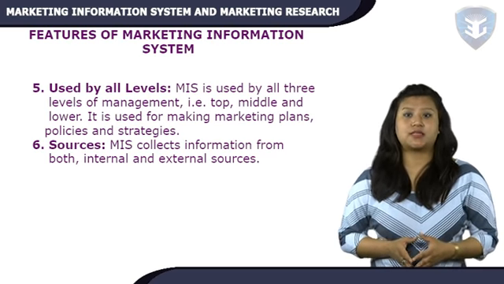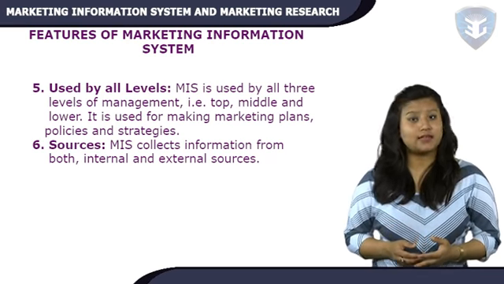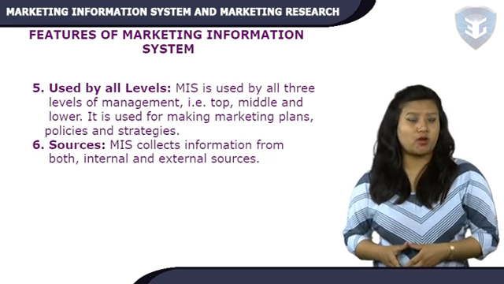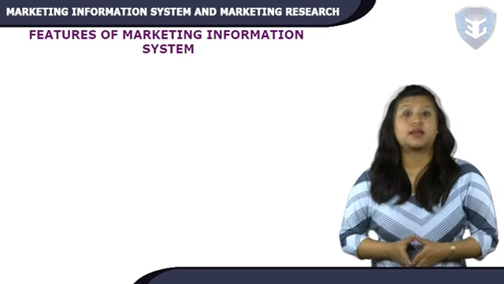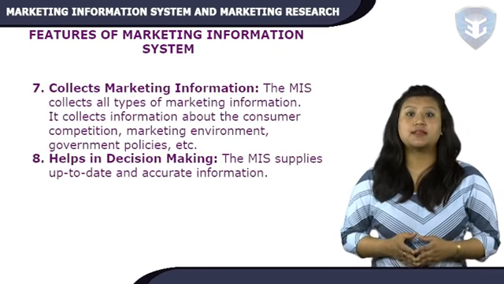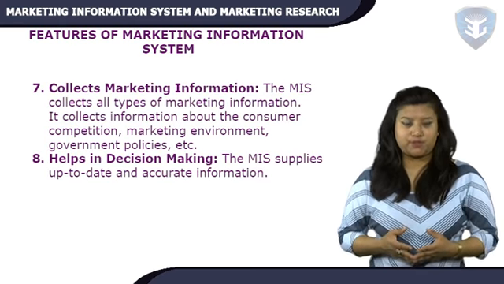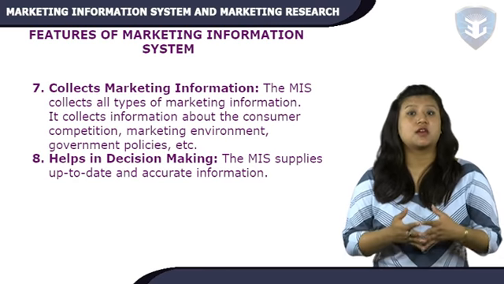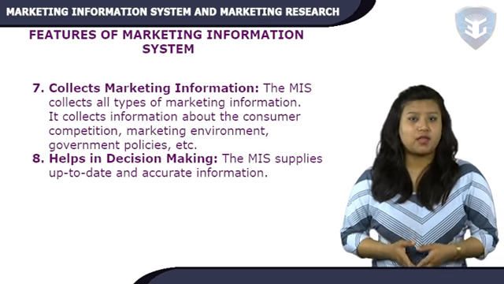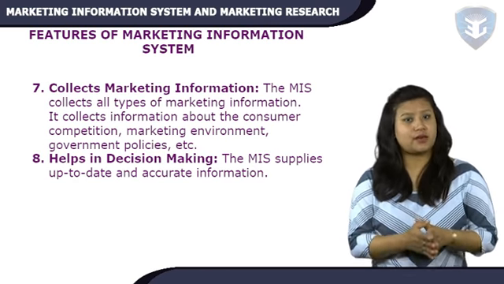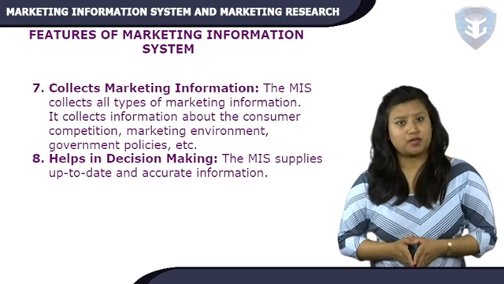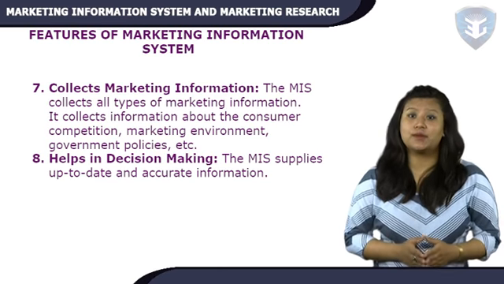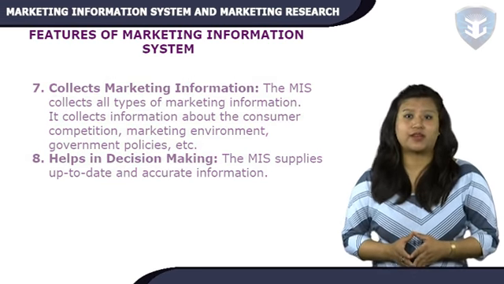Sources. MIS collects information from both internal and external sources. For example, information is collected from company records, publications, etc. Collects marketing information. The MIS collects all types of marketing information. It collects information about the consumer, competition, marketing environment, governmental policies, etc. It supplies this information to the marketing managers. It helps in decision making. The MIS supplies up-to-date and accurate information, which in turn helps the marketing managers to take quick and right decisions.